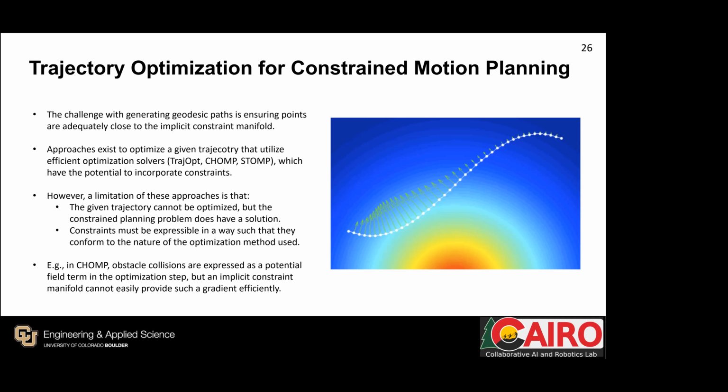Secondly, constraints must be expressible in a way such that they conform to the nature of the optimization methods used. For example, in CHOMP, obstacle collisions are expressed as a potential field term in the optimization step, but your implicit constraint manifold might not easily be able to provide such a gradient efficiently to be used in this optimization step.